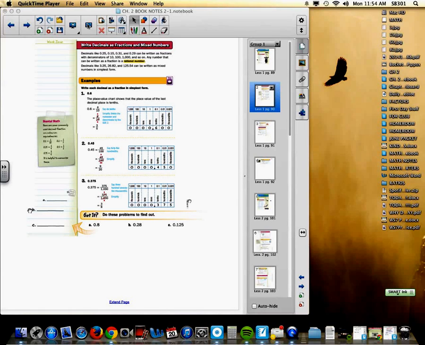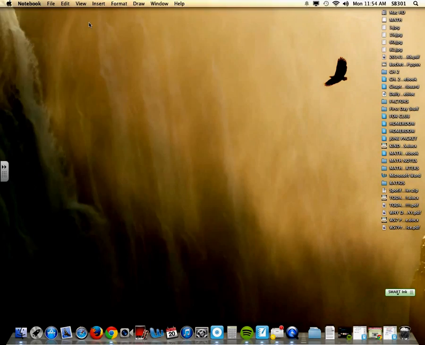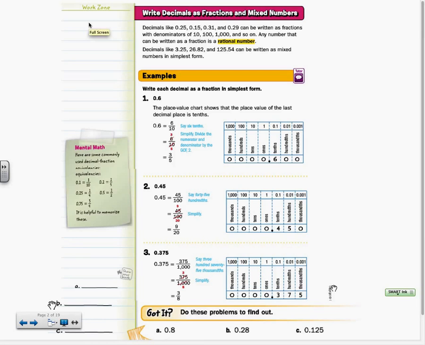Today we're learning to write decimals as fractions and mixed numbers. So let's take a closer look at this page. Decimals like 0 and 25 hundredths, 0 and 15 hundredths, 0 and 31 hundredths, and 0 and 29 hundredths can be written as fractions with denominators of 10, 100, or 1,000, and so on, 10,000, 100,000. Any number that can be written as a fraction is called a rational number. So there's a new vocabulary word for you.